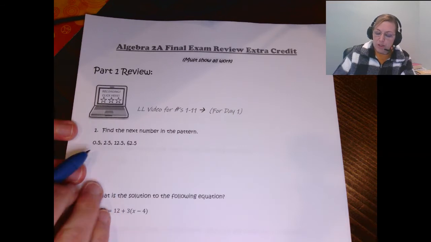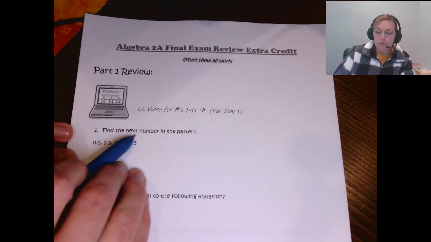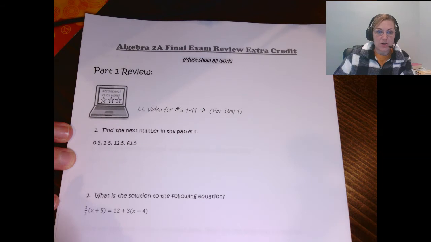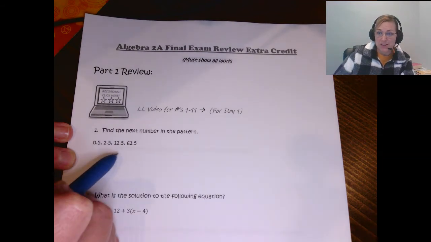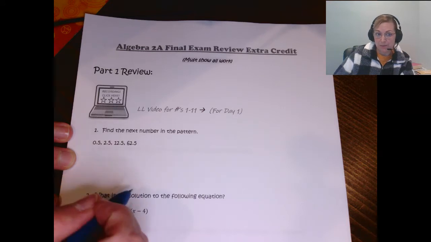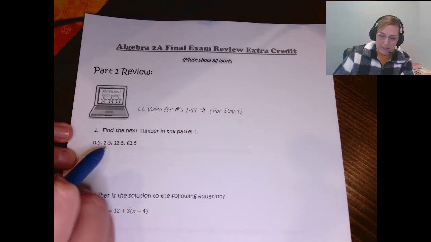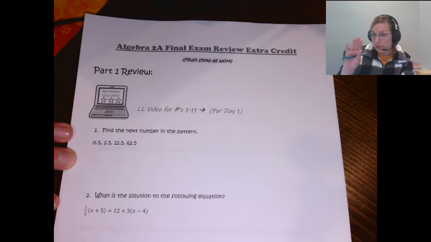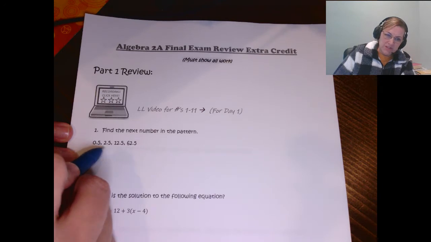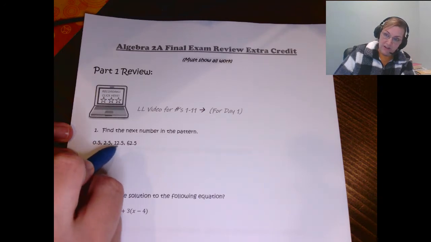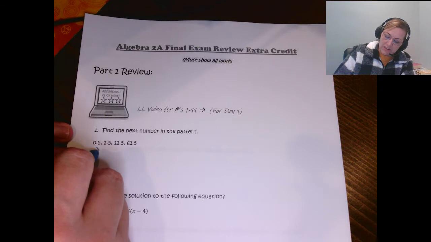Okay, so looking at problem number one, we're looking for the next number in the pattern. So we need to decide what exactly I am doing to each of these numbers to get the next number. Well, I've got some decimals going on, but if you'll notice, there's only one place behind the decimal each time. And if I just look at the numbers, I've got a 5 and 25 and 125. So it looks like I'm multiplying by 5.